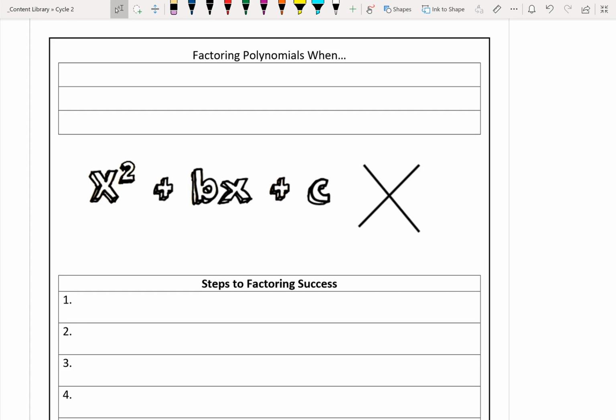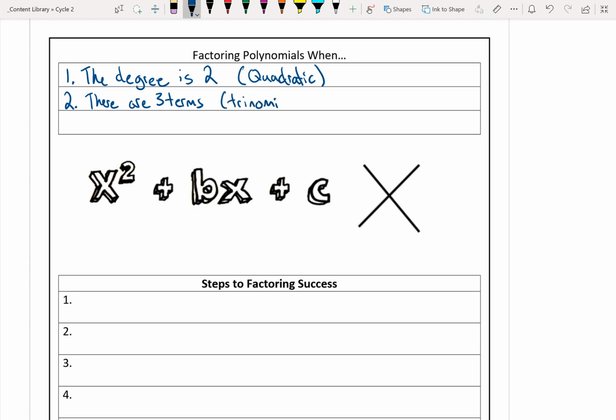So the key thing that we're looking for here is, 1, the degree is 2, which means the largest exponent is 2. In this case it is, and that is important because that tells us it's quadratic. The second thing that we're going to look for is that there are 3 terms. And if there are 3 terms, then it's what we call a trinomial. So this example below does have 3 terms.